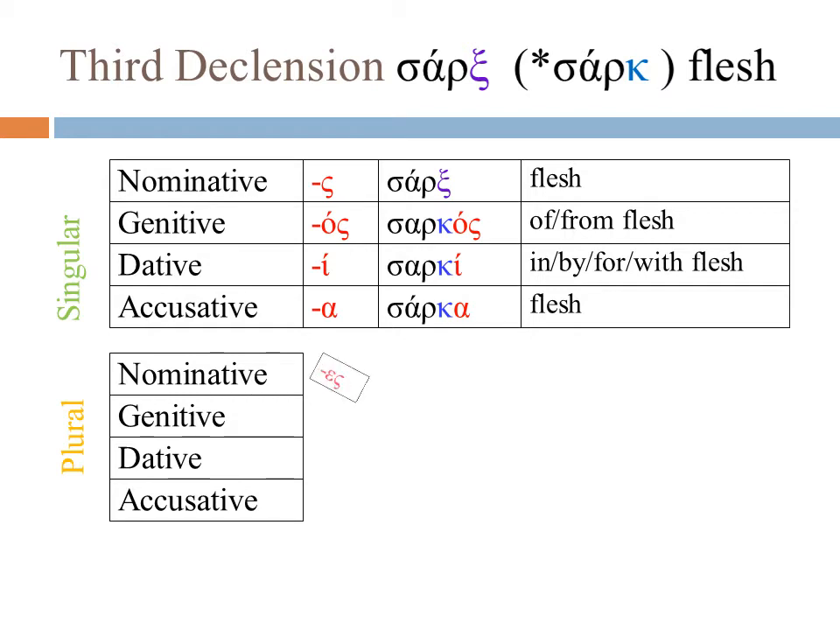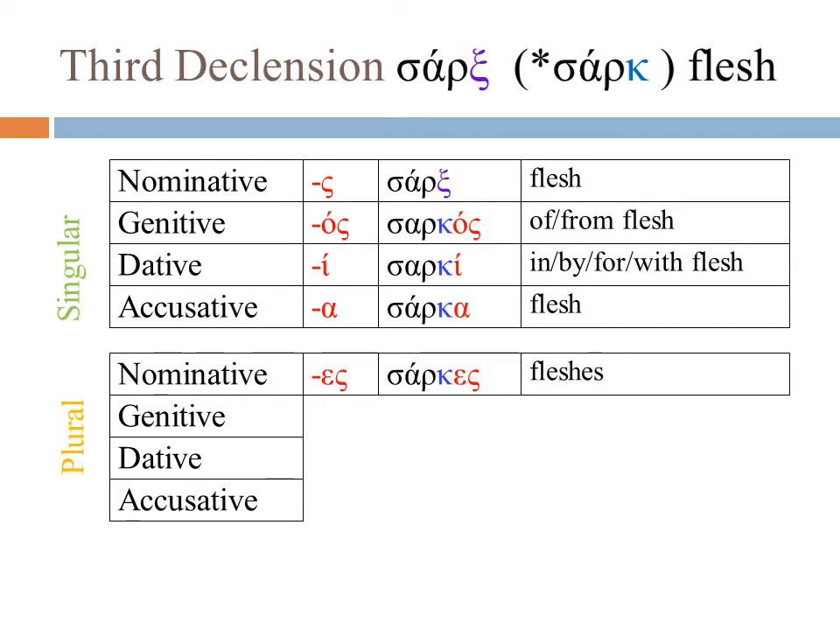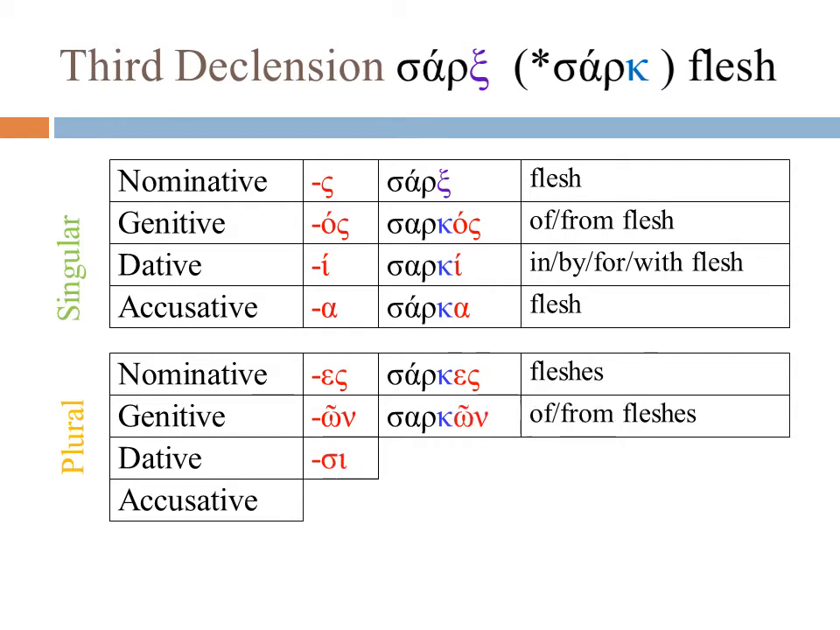The plural, the nominative is an epsilon sigma. And so we get sarkes. And this is fleshes, if such a word exists. The genitive, obviously, for all of us, in all of our tenses, is omega nu. So we get sarkon, of or for fleshes, and also the ownership.